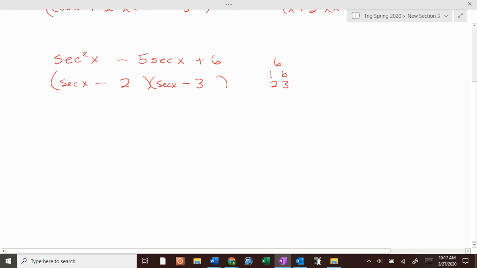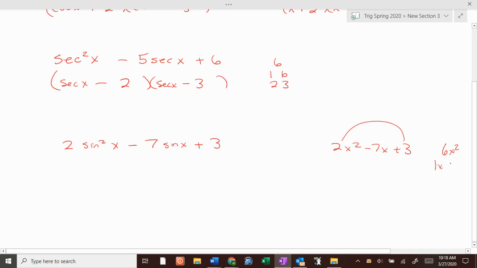The next one. If we have something like 2 sine squared of x minus 7 sine of x plus 3. When you have a first term coefficient, that's like 2x squared minus 7x plus 3. How do we factor this? Well, back in Algebra 2, Miss Wheeldryer said, multiply these two. So you get 6x squared. And what are the factors of 6x squared?